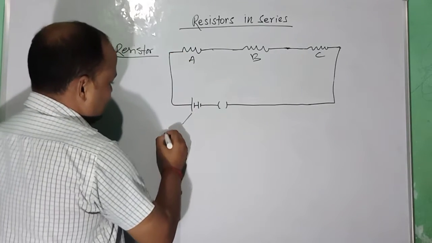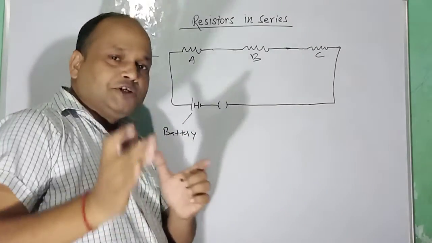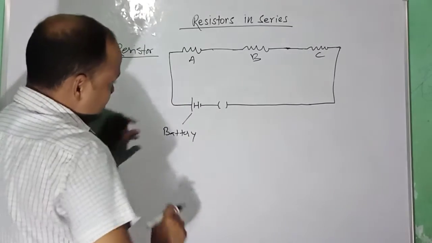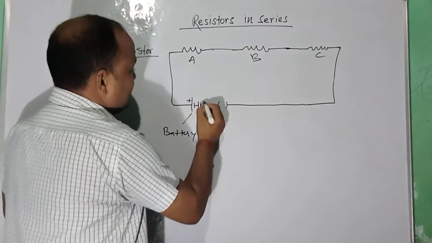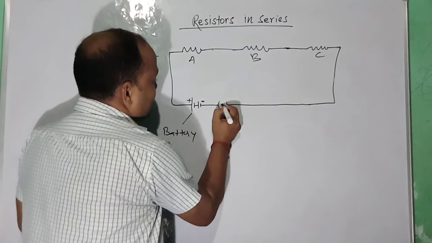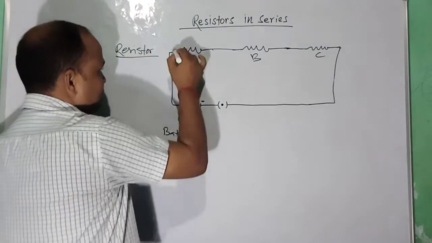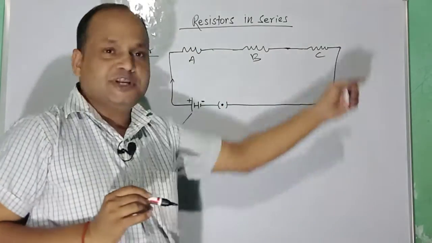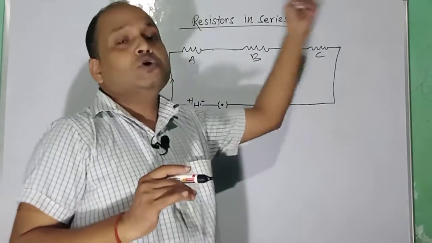This is battery. Battery is the combination of cells. So two cells I have used here. This larger line is the positive end, this is the negative end. Now this is the plug, now it is on. So what happens? The current will start flowing. The direction of current will be shown from positive to negative. It is the conventional direction, though the electron flows from negative to positive.